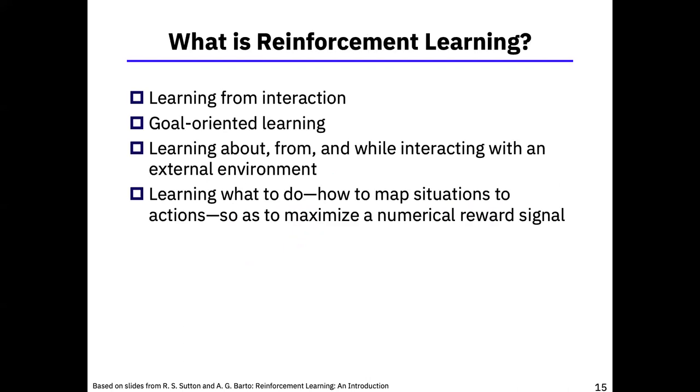Reinforcement learning as a discipline is all about learning from interaction. And this is goal-oriented learning. So there's a goal that an agent or the system is trying to attain. And they are able to attain that goal by learning about, from, and while interacting with that environment that I introduced before, right? The environment is critical, and the environment has to be able to provide the signals which are used to enable this learning.